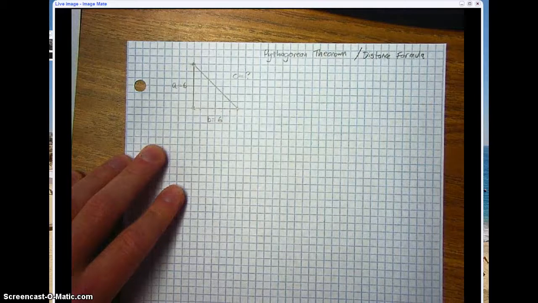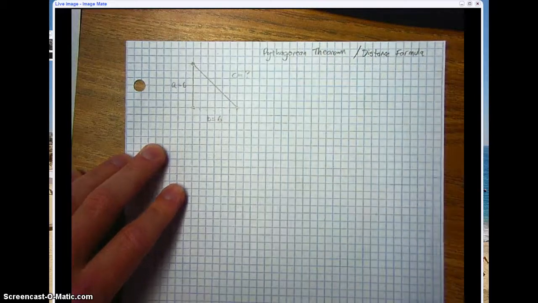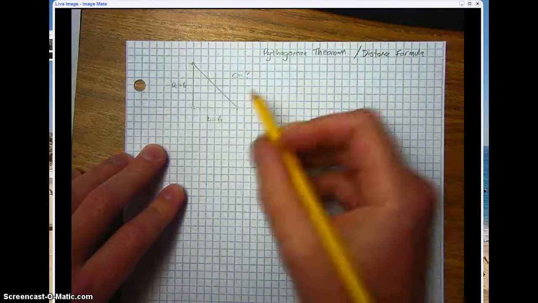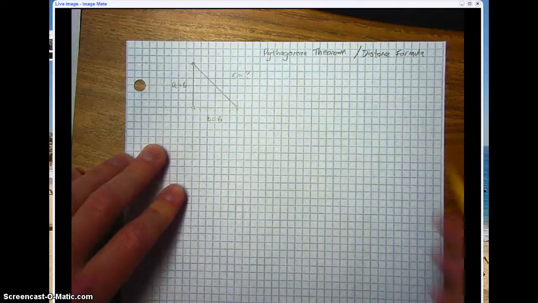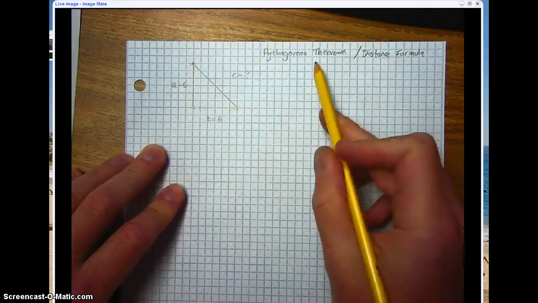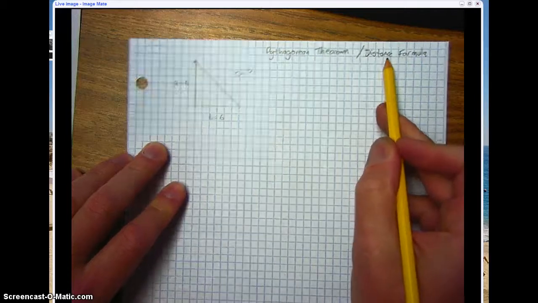These are your notes for the Pythagorean theorem and distance formula for Monday. You guys have already done this in 7th grade, but now we're just going to add a little twist to it and call it the distance formula. It's really the same thing.